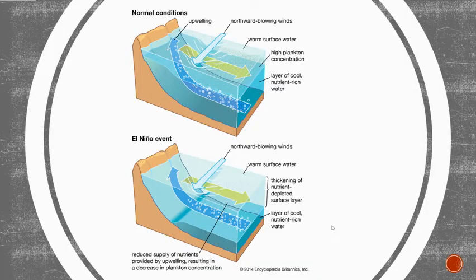So we have a couple different diagrams here that show normal conditions versus an El Nino event. Notice under normal conditions, you have the warm surface water moving away from the coast. But in an El Nino event, all those nutrients get left at the bottom because it doesn't push nearly as far up as it does normally. So there's decreased plankton concentrations, which results in lower fish populations, which means lower bird populations, which means less fish for fishermen.